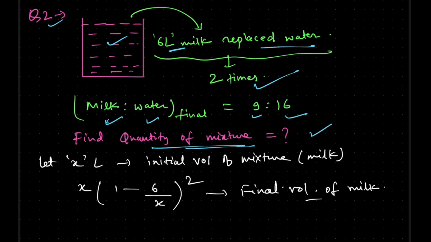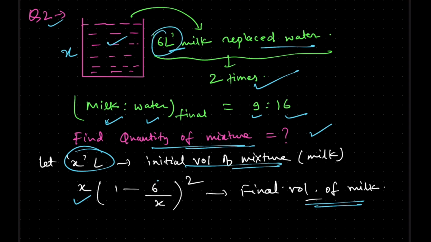So what we will do is assume the initial volume of the mixture as x liter, which is only milk. Then the final volume of the milk will be x, the initial amount, into 1 minus 6, the replaced amount, divided by the initial amount x again, and the power is 2 because we have to do this operation 2 times. The milk to water ratio at the end is given as 9:16.